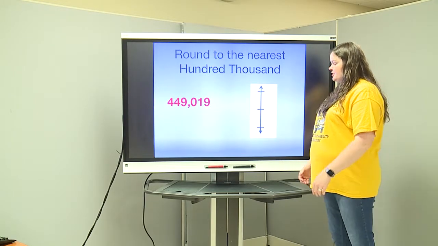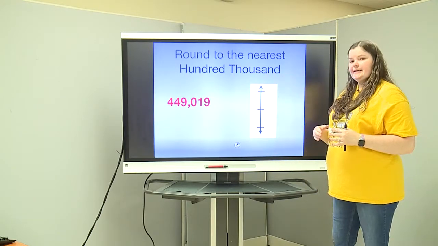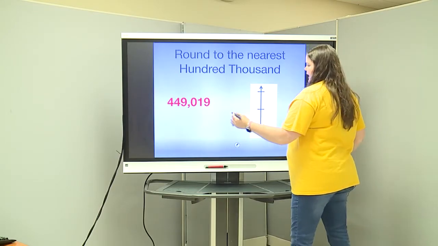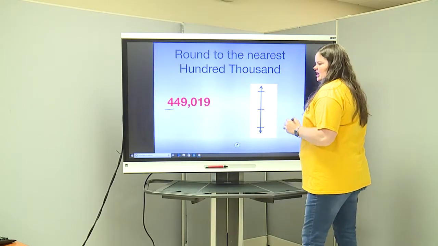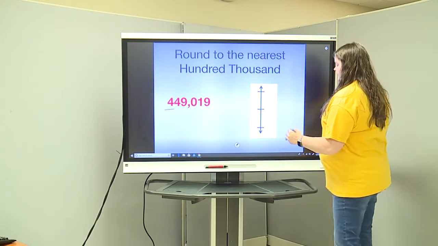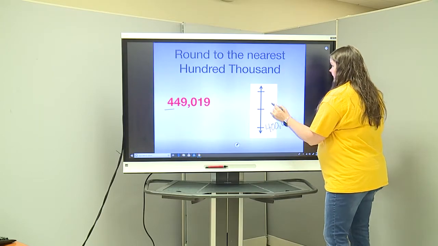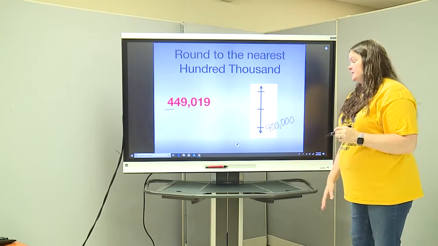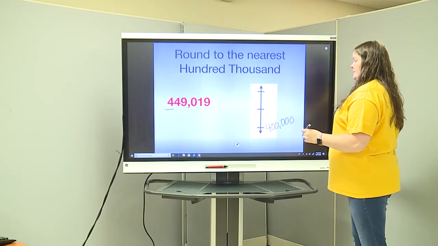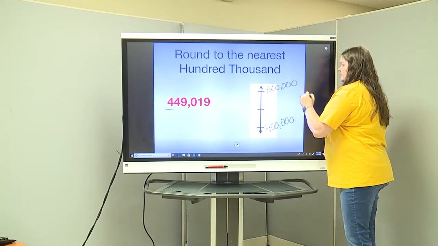All right, let's just do a few more to end this lesson. This time we're rounding to the nearest 100,000. So let's look at our number, 449,019. What's in that 100,000s place? It's a 4, good. So it'd be 400,000 at the bottom. And let's remember, we're rounding to the 100,000s. So if my bottom is 400,000, I need to go up 100,000. So my top end point would be 500,000.